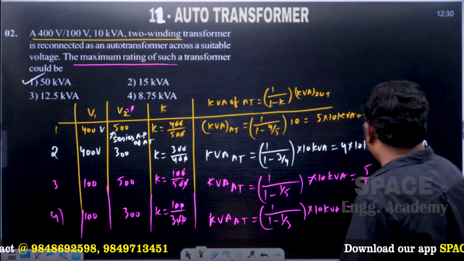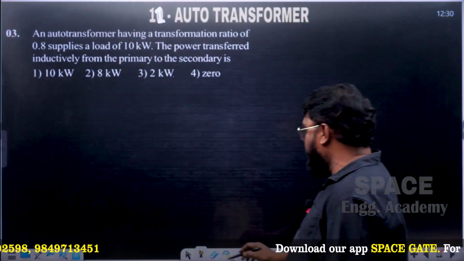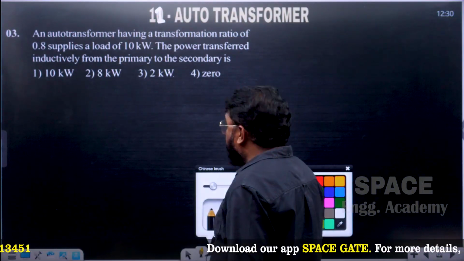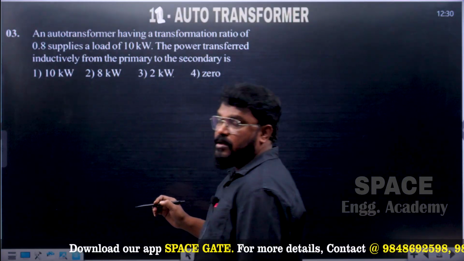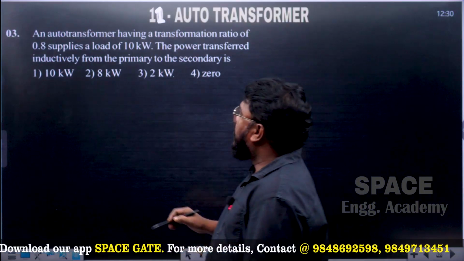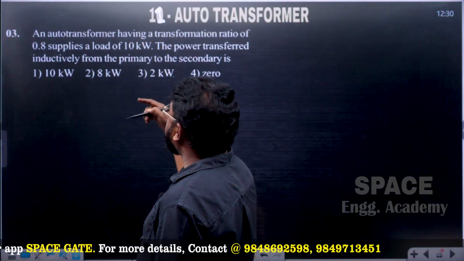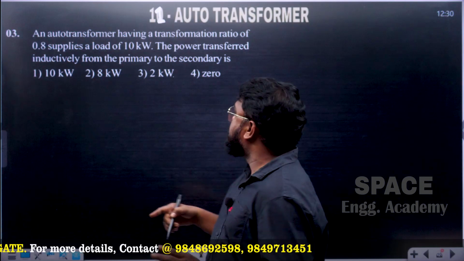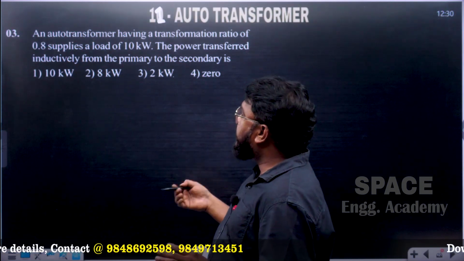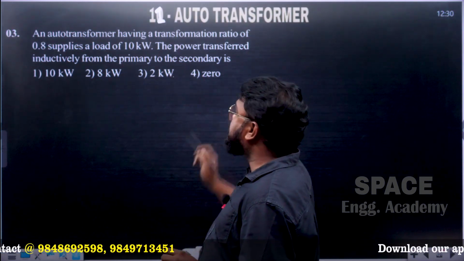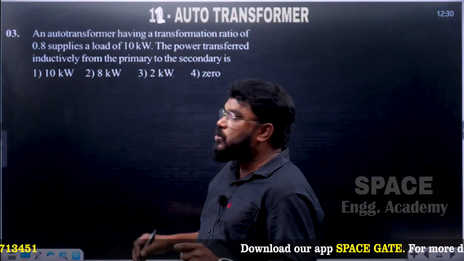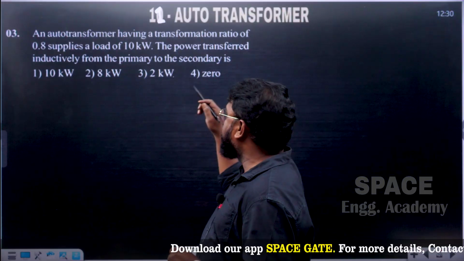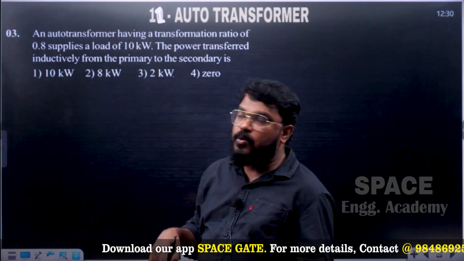Okay, and next question, question number 3. So ఎలా సాల్వ్ చేయాలంటే question number 3, an auto transformer having the transformation ratio of 0.8 supplies a load of 10 kilowatts. The power transferred inductively from the primary to the secondary side is option 1 10 kilowatts, option 2 8 kilowatts, option 3 2 kilowatts and option 4 is 0.